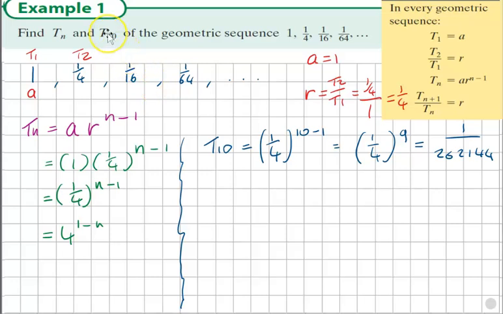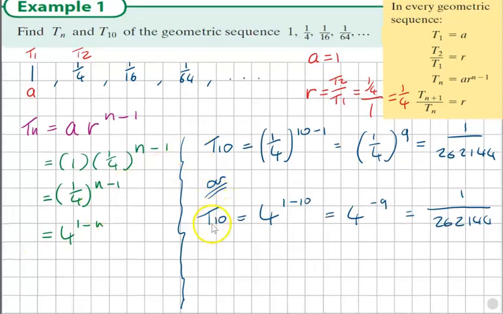So we then have to find term 10. So we found Tn, so either of these will work for Tn. They both mean the same thing. To find T10, it's going to be a quarter to the power of 10 minus 1. 10 minus 1 is 9, and a quarter to the power of 9 is 1 over 262,144. So 262,144 on the bottom, so that's our denominator.